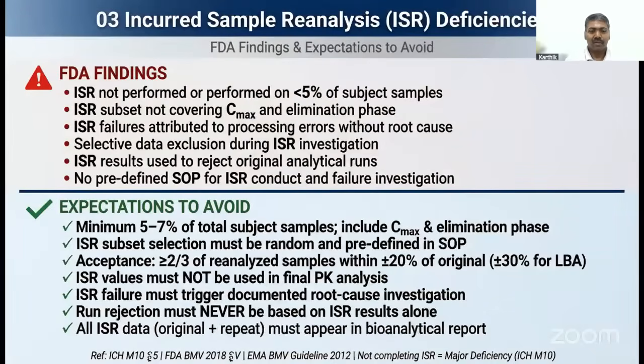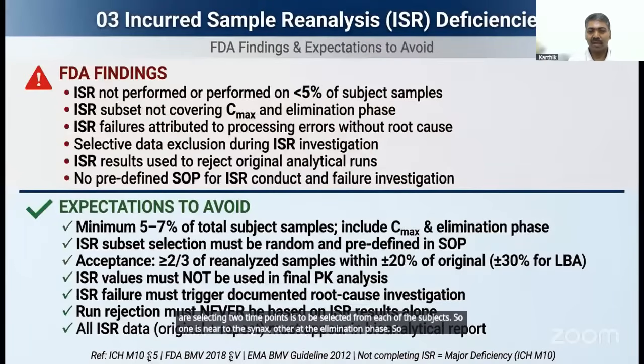And next is related to the ISR deficiencies. ISR not performed as per the regulatory requirement. They say for the first 1,000 samples, we have to do 10%, and for more than 1,000 samples, it has to be done at 5%. So we have to follow that. And when selecting ISR samples, 2 time points have to be selected from each subject, one near the Cmax, the other at the elimination phase.